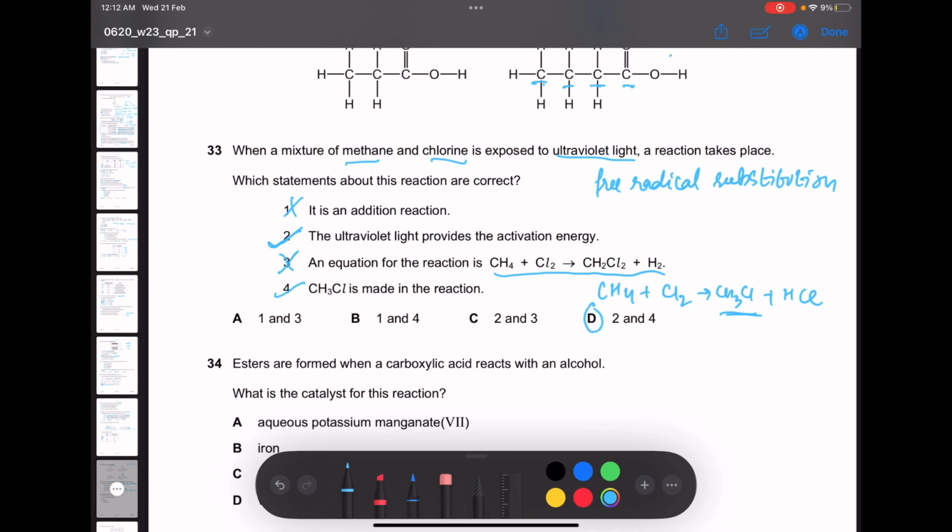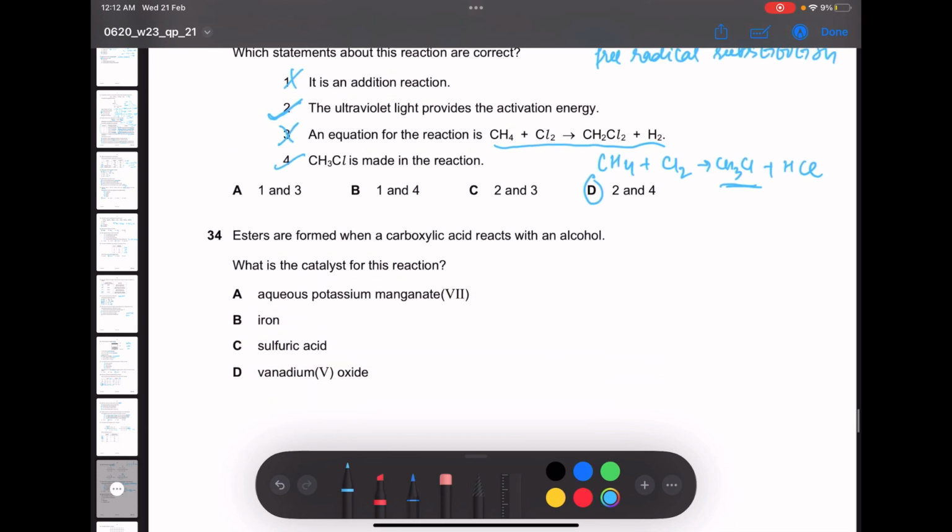34. Esters are formed when carboxylic acid reacts with alcohol. What is the catalyst for this reaction? So when esters are formed from carboxylic acid and alcohols, the catalyst is basically H2SO4, sulfuric acid. This is basically an oxidizing agent. No, iron is used in the Haber process. Vanadium(V) oxide is for the contact process, so it's sulfuric acid.